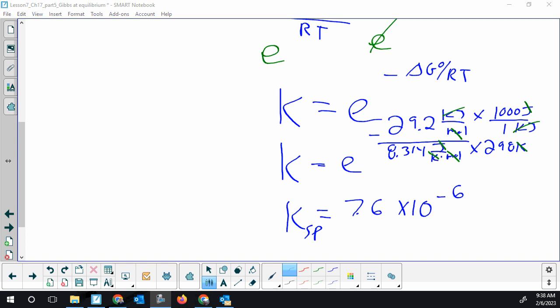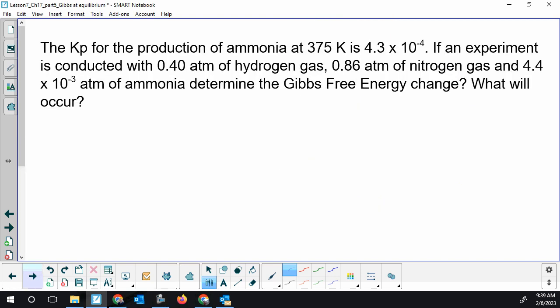Okay. So our last example, going to tie in the Q part, do some math with it. The Kp, so we've seen Kcs before. This is just a constant, but using pressure values. So the K for the production of ammonia is something times 10 to the minus 4, so a pretty small K value. We're given some conditions at some point of hydrogen, nitrogen, and ammonia. And we're asked to determine the Gibbs free energy change. Now that doesn't say standard. We're calculating just delta G under those conditions. And then what's going to happen? We're going to look at the sign of that Gibbs free energy and determine what the equilibrium will do.